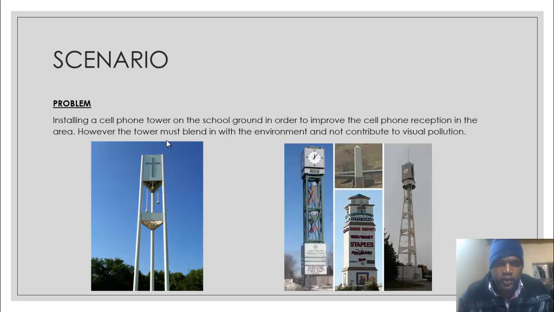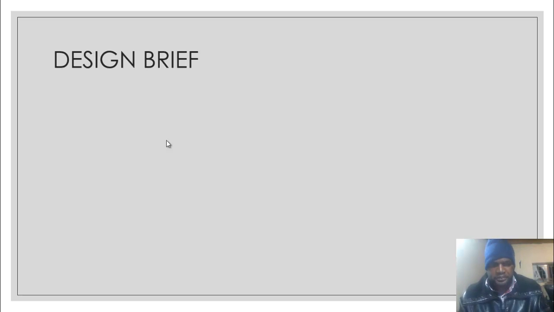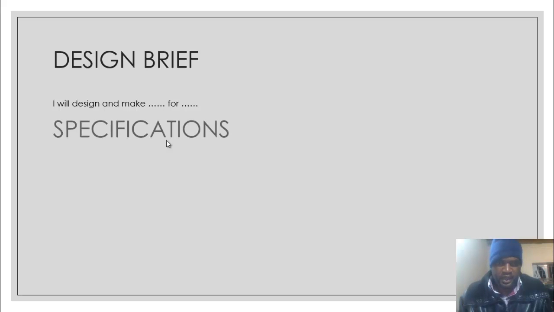Okay, so let's move on to the design brief. The design brief is basically just a statement that's mentioning what you're going to do. So it's something like, I will design and make what you're going to design and make. In this case, we're designing and making a cell phone tower, right? And what is it for? It's to try and improve reception in the community, in the area. Okay, that's it.